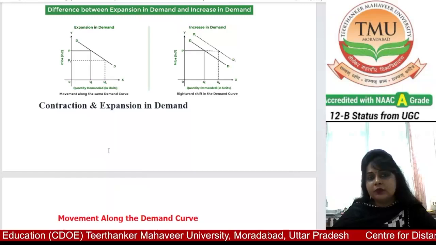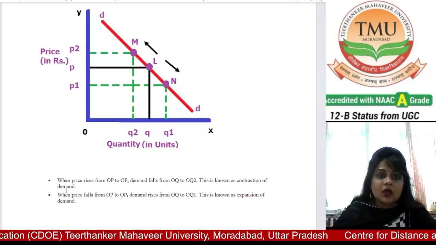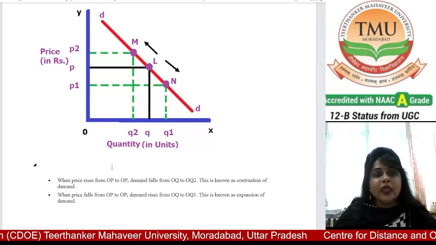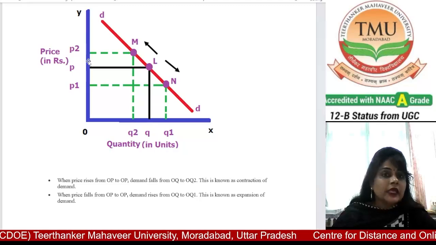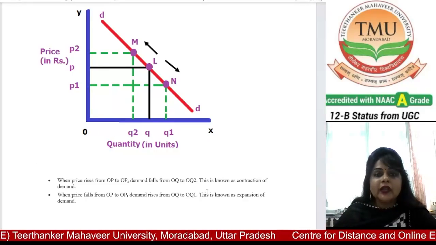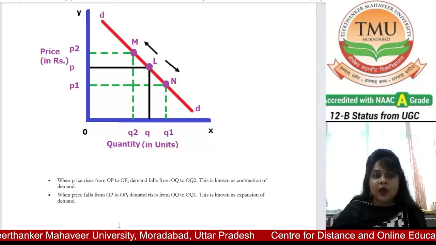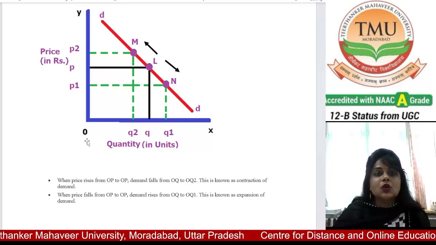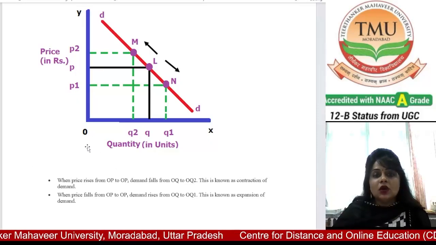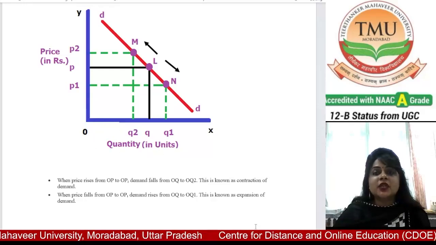Now we also see briefly contraction and expansion in demand. You can see in this figure, when the price increases from OP to OP2, the demand falls from OQ to OQ2. This is known as contraction of demand. Just like when the price falls from OP to OP1, and demand rises from OQ to OQ1, this is known as expansion of demand.